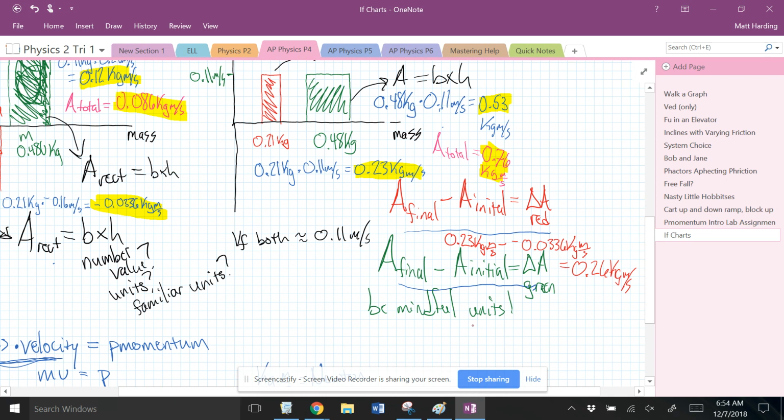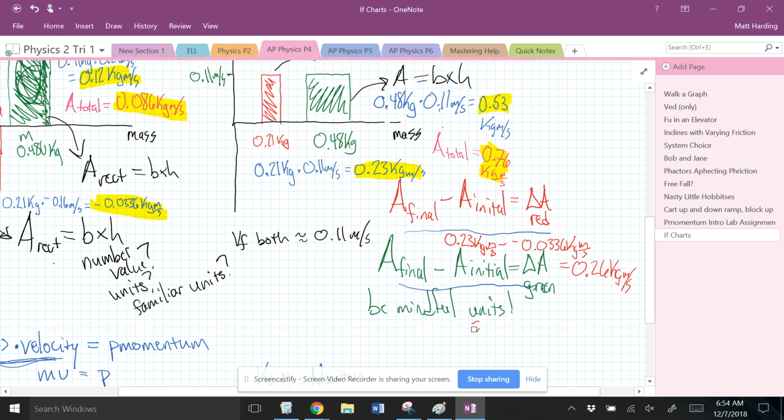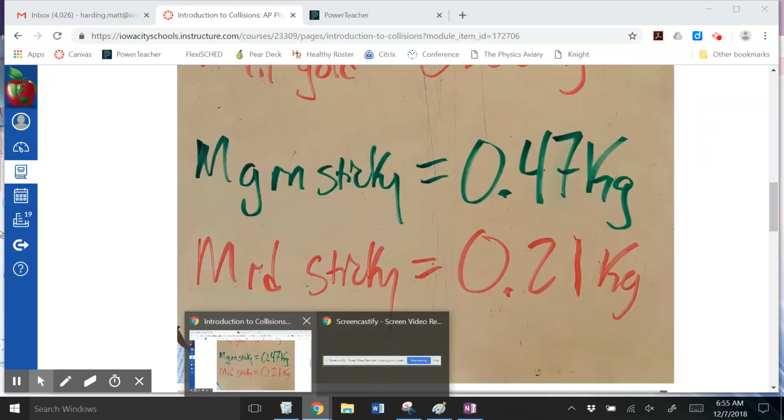Final for green, let's change that color. Final for green is 0.53 kilogram meters per second. And the initial for green was 0.12. That doesn't seem right. Something's amiss there. Let me double check that. Mistakes being mandatory and whatnot.